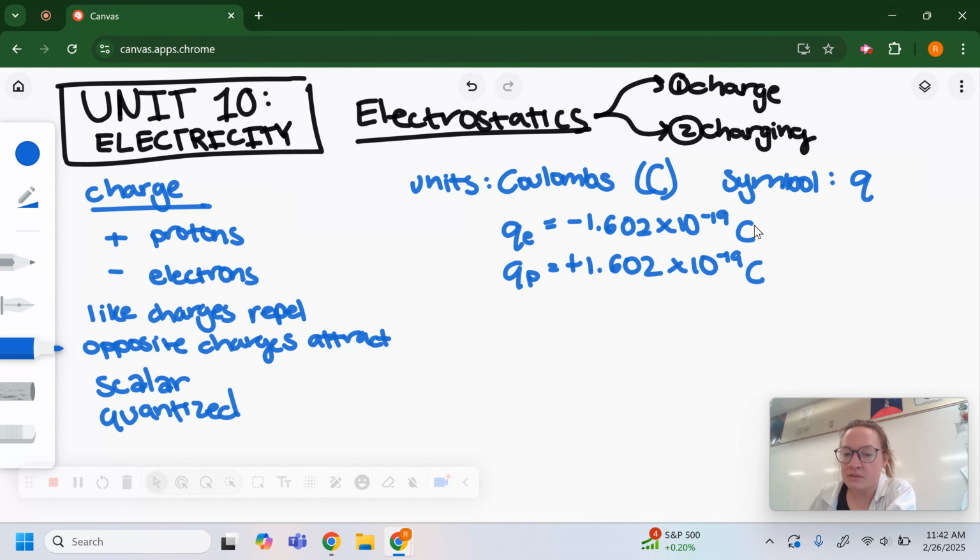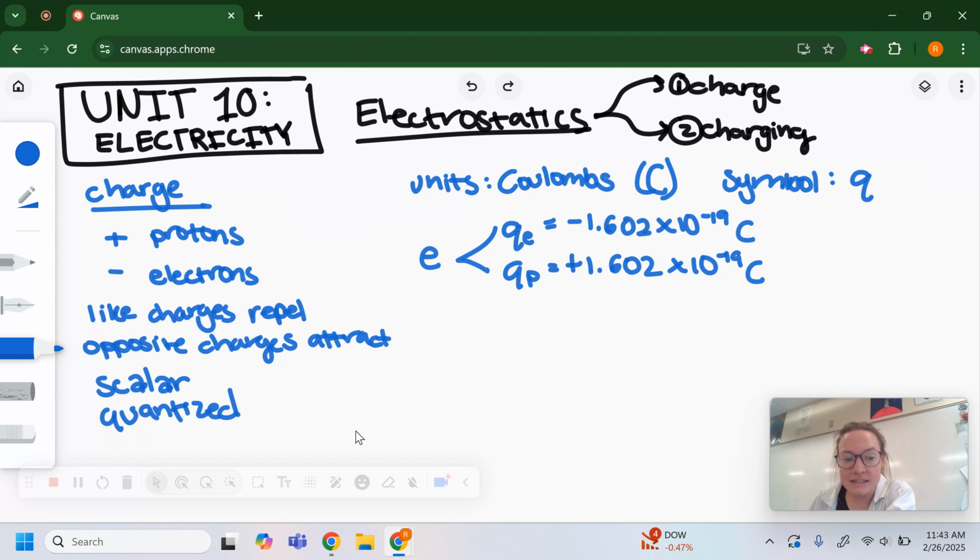This number, 1.602 times 10 to the negative 19th coulombs, is such a significant number that oftentimes it gets its own symbol, and we label it with the lowercase letter e. E stands for electron, meaning the charge on an electron is 1.602 times 10 to the negative 19th coulombs. We call this negative e if it's for an electron and positive e if it's for a proton. But the number is the same, so the e stays the same for both.